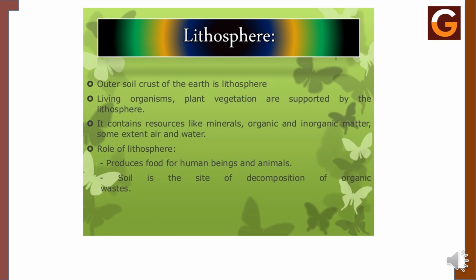Coming to the next component of the environment, that is lithosphere. Lithosphere is the rigid outermost shell of a terrestrial planet or natural satellite. In simple words, we can define it as the rocky outer part of the Earth's surface. Lithosphere is derived from the word sphere combined with a Greek word lithos, which means rock. This layer contains resources like minerals, organic and inorganic matter, and to some extent air and water.